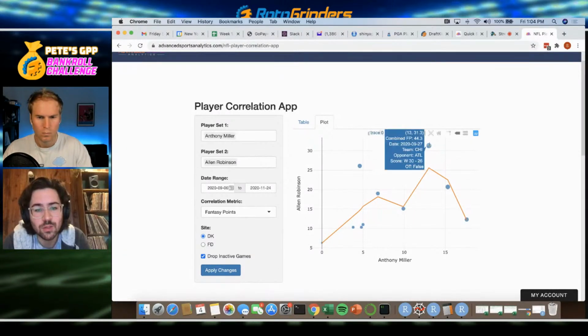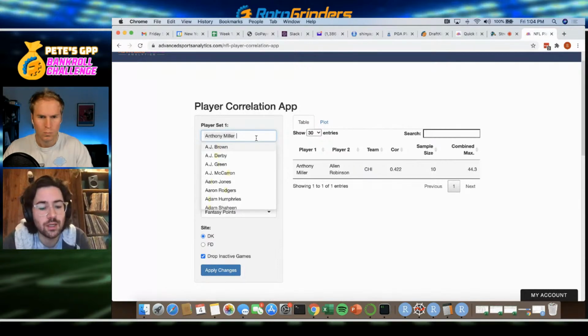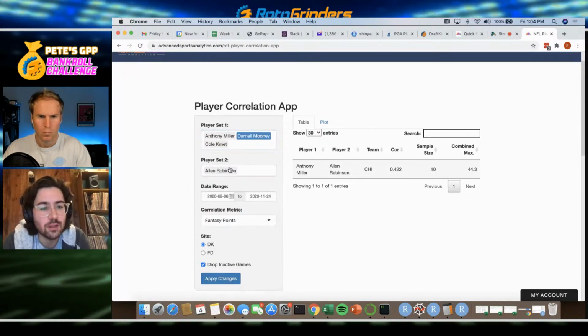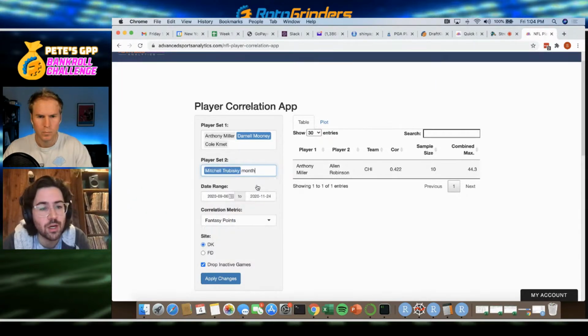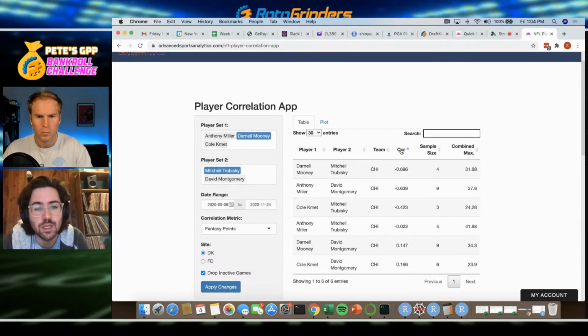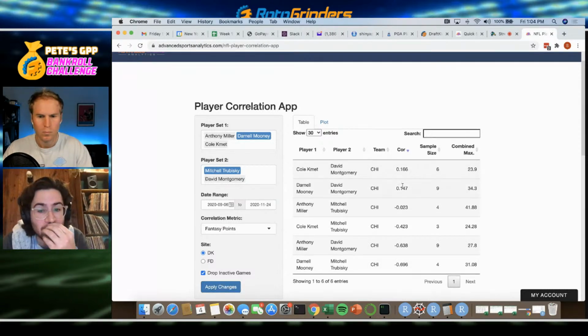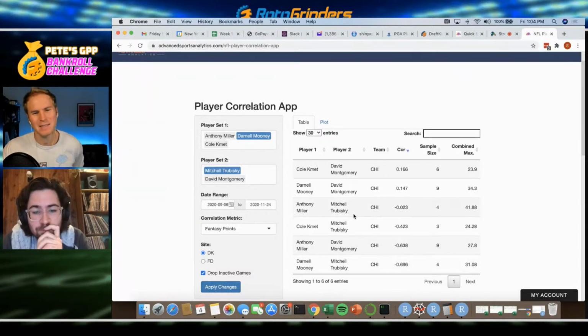Yeah, I'd also want to look at how Miller, Darnell Mooney, and Kmet correlate. Now that we've sussed out how they correlate with Robinson, maybe how they correlate with Trubisky and Montgomery. We would want to upweight guys who positively correlate with Trubisky and negatively correlate with Montgomery. God, Chicago is super messy this year because they have had guys moving in and out. And the Kmet thing, it's tough. This was his first game where he operated as the tight end one.